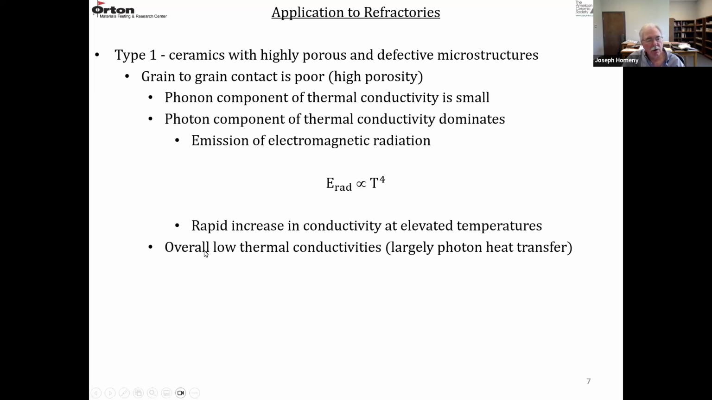So these are insulating materials that overall have low thermal conductivities, and the photon heat transfer through the pores is important.